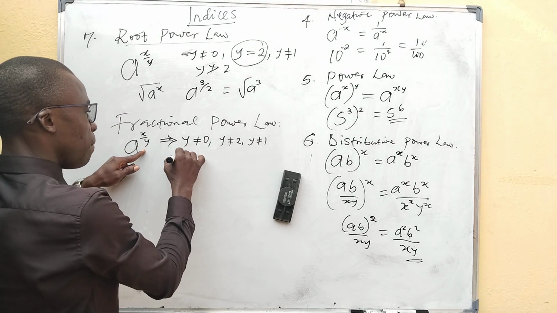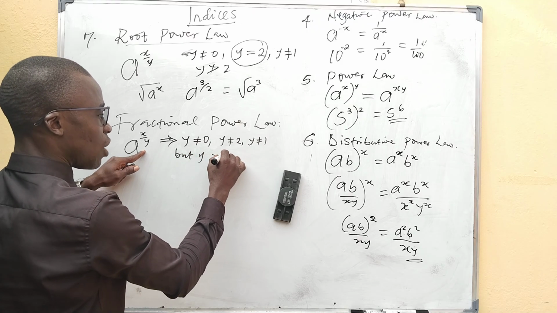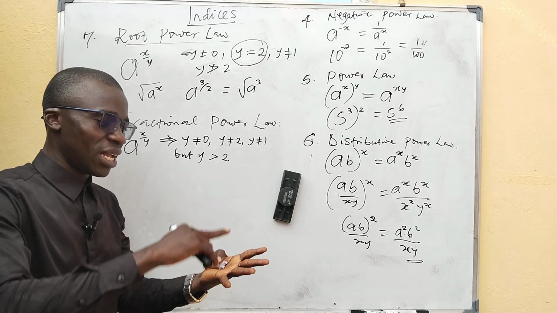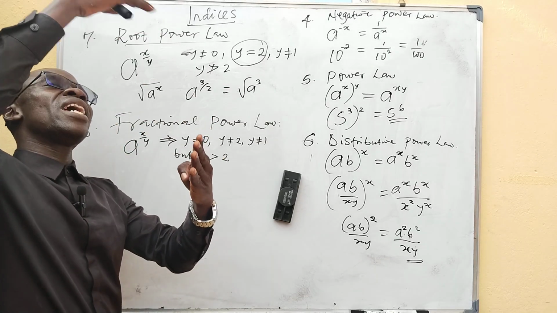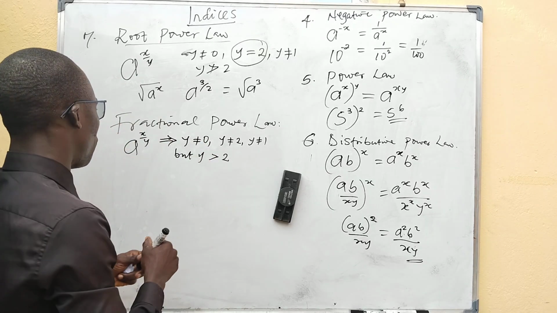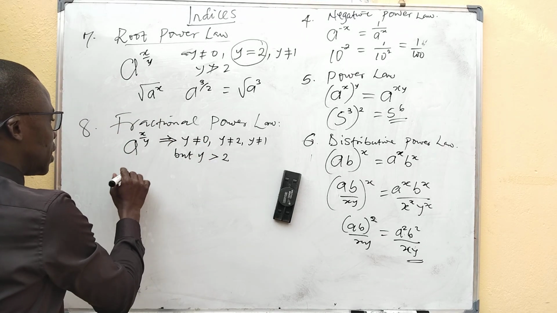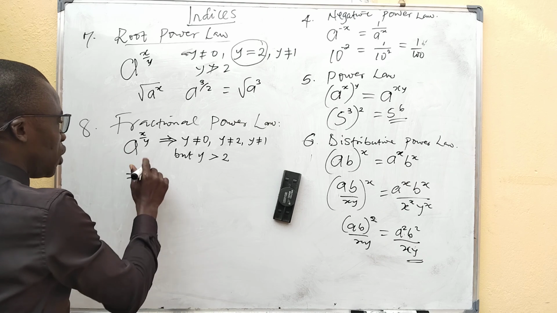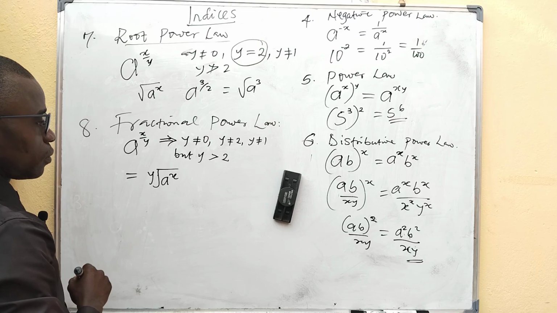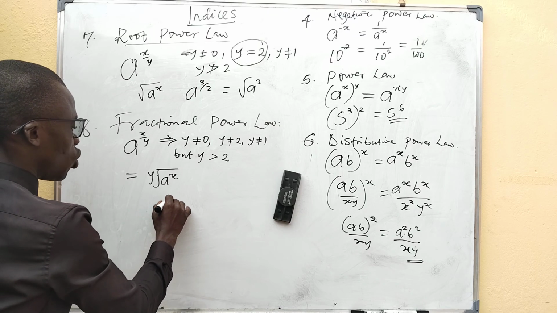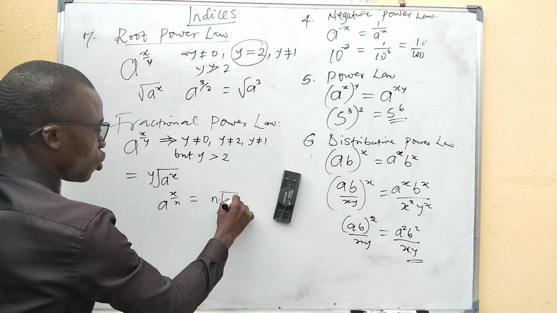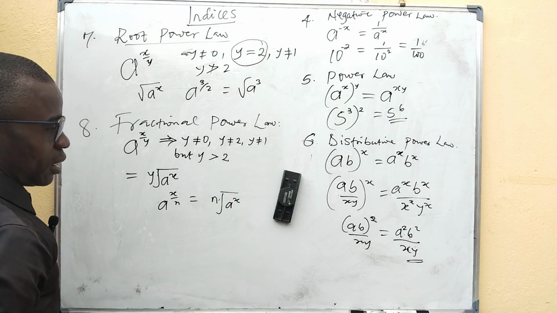But y should be greater than what? 2. Which means it is strictly greater than 2, meaning that y can be 3, can be 4, can be 5, can be 6, can be anything. So why do you need it that way? So that you take that root of that. For instance, the evaluation of this will be the yth root of a raised to power x. Now, if I have a raised to power x over n, it becomes nth root of a raised to power x.